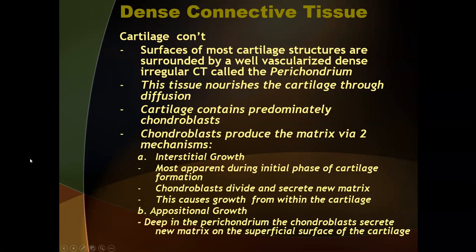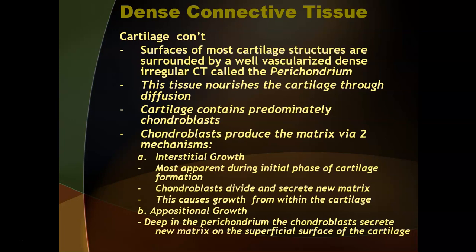Surfaces of most cartilage structures are surrounded by a well-vascularized, dense irregular connective tissue called the perichondrium. So, where the cartilage actually makes up the joint, where the bones touch, we don't find perichondrium there. Where we find perichondrium is at the edge where the connective tissue, the cartilage, ends and the periosteum begins. So it is through this tissue that we also get nourishment to the cartilage through diffusion.